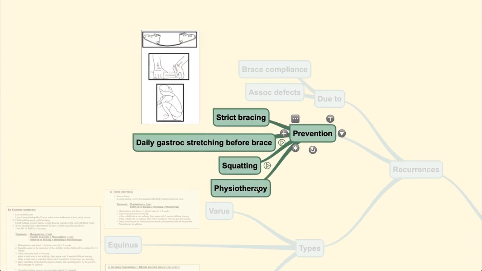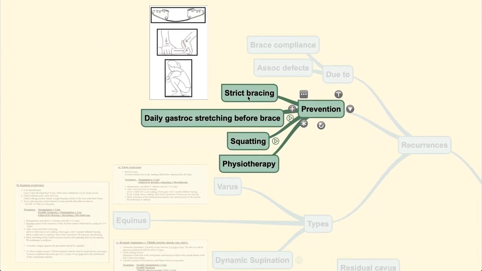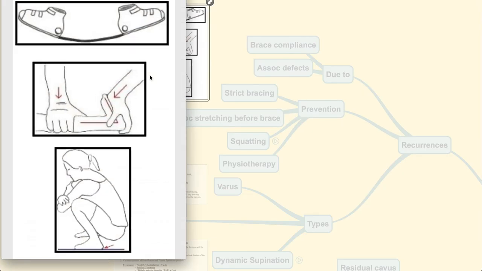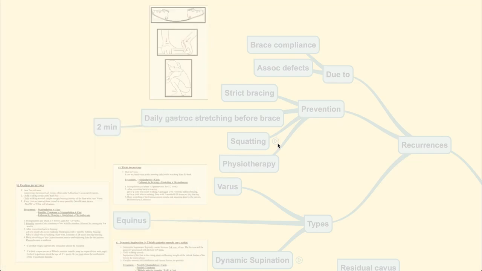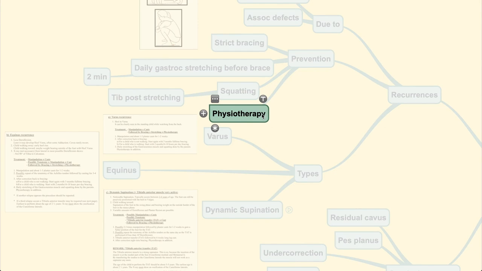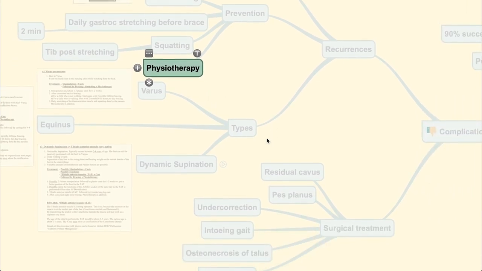Now, to prevent all those recurrences, you need to employ a strict bracing policy. You need to do daily gastrocnemius stretching before you put on the brace, and this could be done simply by the parents or by the children themselves. The parents could help by applying a dorsiflexion force, and the children could also do this by themselves by squatting down. Now, squatting is stretching all those posterior structures along with tibialis posterior. Now, physiotherapy might help, but not always needed.